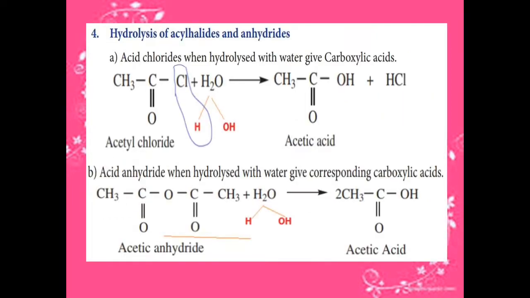Now, preparation from hydrolysis of acyl halide and anhydride. Acyl halide means acid chloride, that is acetyl chloride, formula CH3COCl, which is added with water. Water is split into H and OH. One of the H is added with the Cl, so we get HCl. The OH is added with the remaining part, so we get acetic acid.